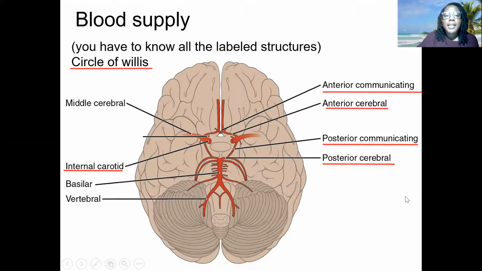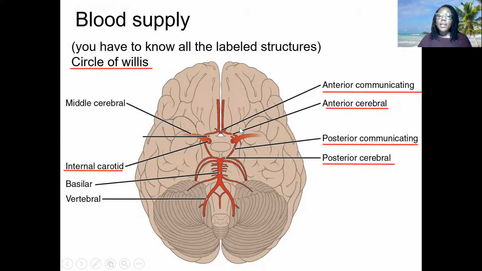Next, we'll talk about the blood supply to the brain. And some of these structures will make a lot more sense when you actually hold a brain in your hand and start playing around and looking at some of the vessels. But I'm going to point out a structure here that's called the circle of Willis.